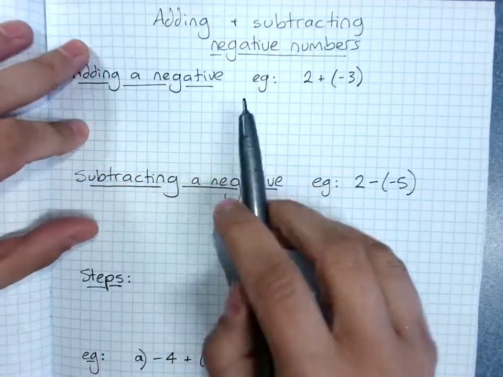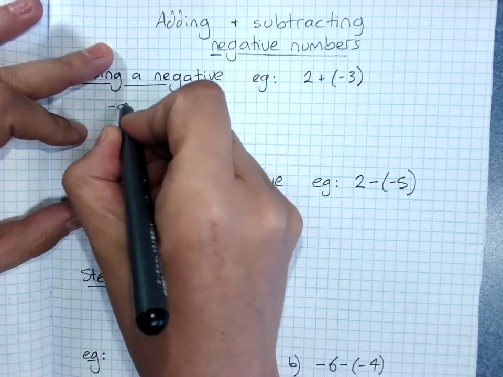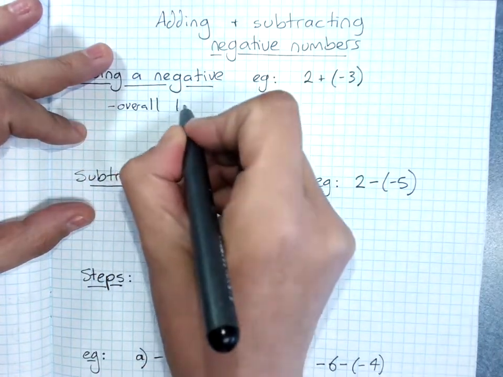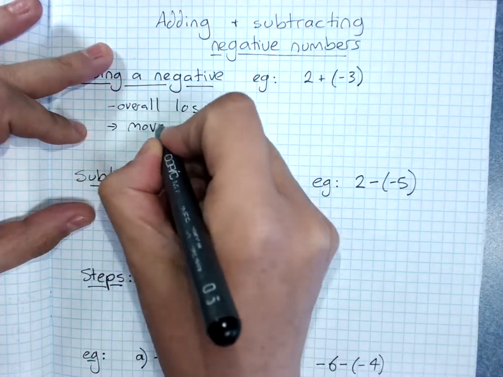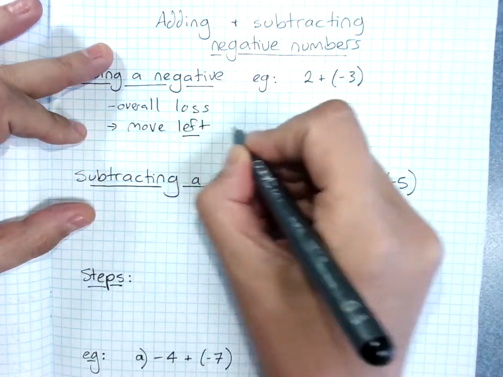So adding a negative, overall loss. And we move left on the number line.